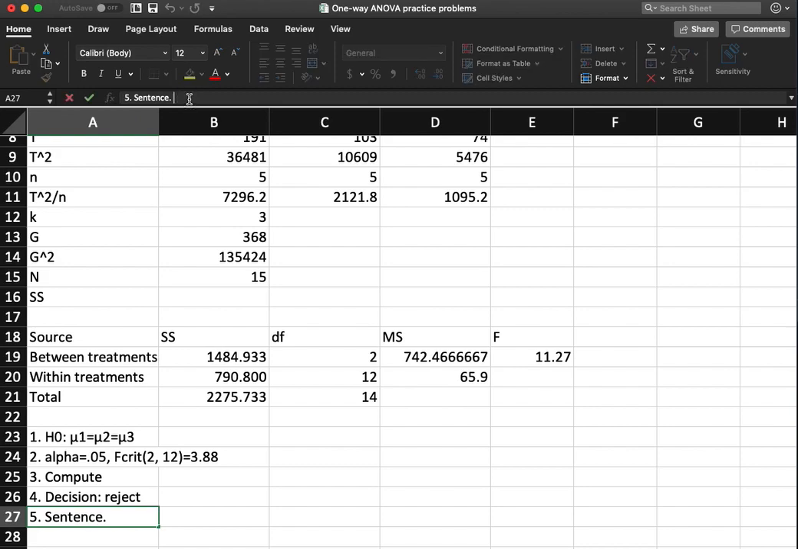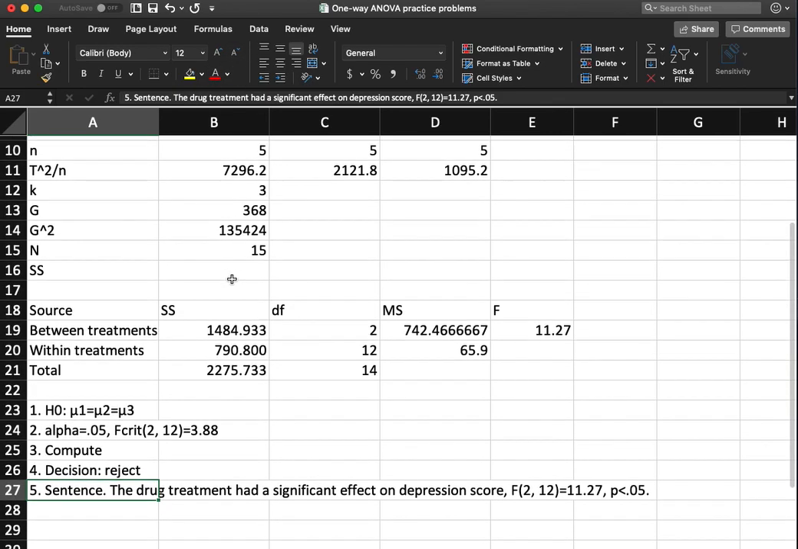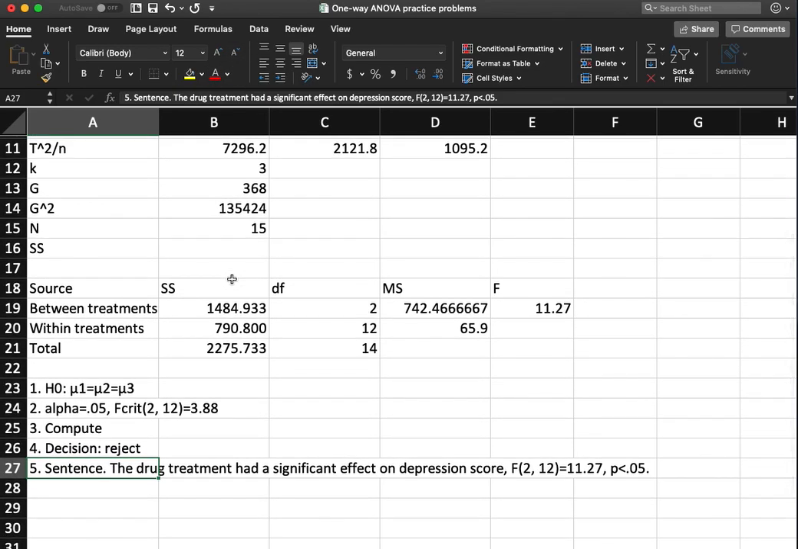So you can say that the drug treatment had a significant effect on depression score, with F at 2 and 12 degrees of freedom equal to 11.27 and P less than 0.05. But what's the direction of the difference? I'm always telling you guys you need the direction of the difference. Well, we don't know that yet.